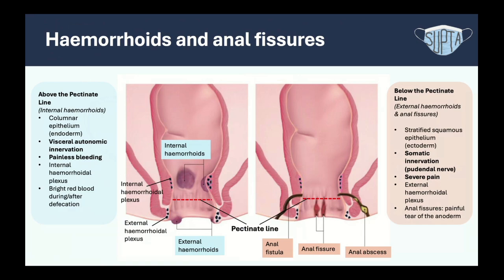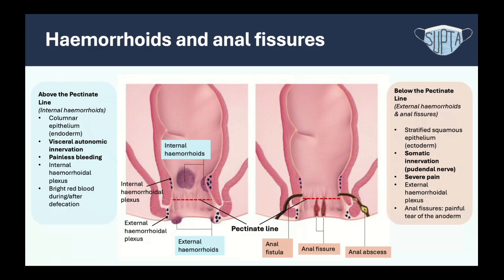So above the pectinate line, the area is lined by columnar epithelium, which is similar to the lining found in the rest of the colon. This region is supplied by visceral autonomic nerves. This type of innervation doesn't transmit pain very well, so a patient might not be as sensitive to pain if there's a cut here. And internal hemorrhoids arise from the internal hemorrhoidal plexus, which is located within this region.